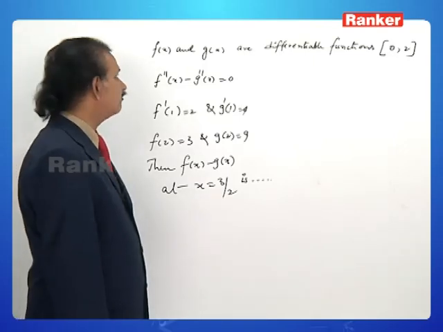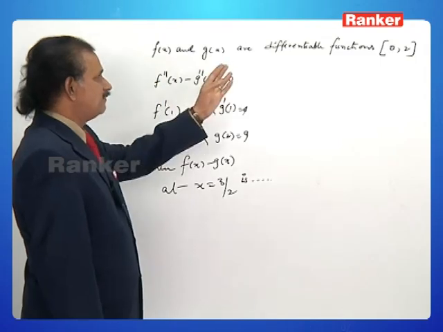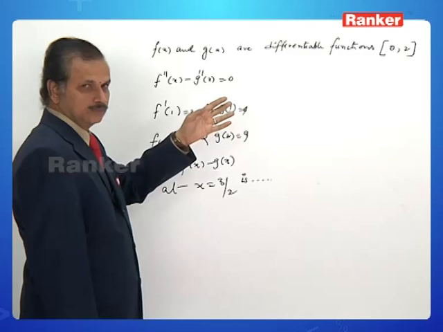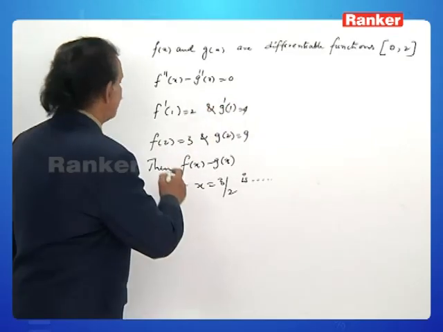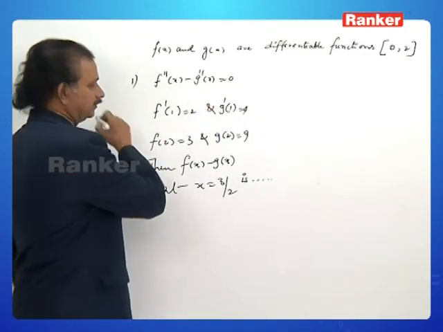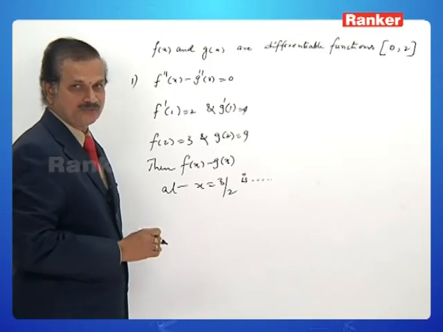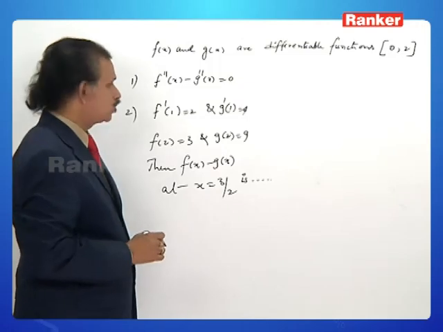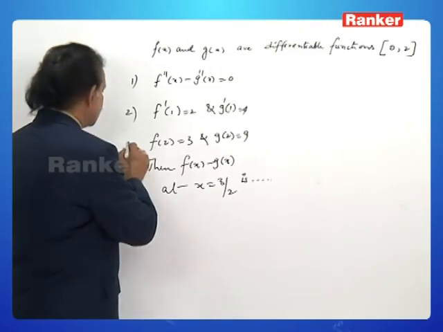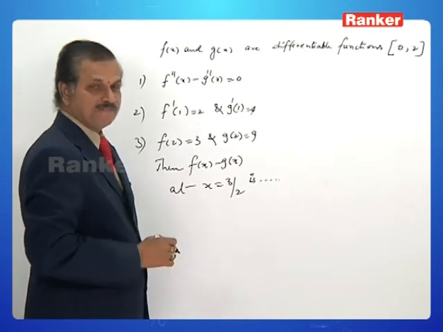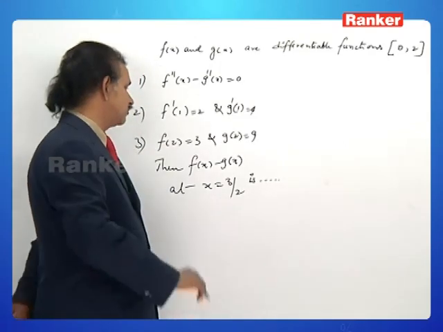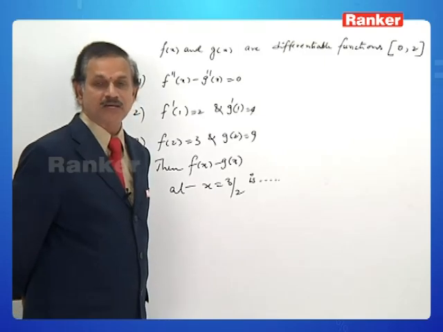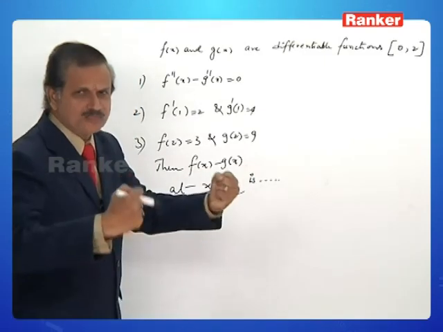You observed carefully. F of x and g of x are two functions. They are differentiable on closed interval 0 to 2. The first piece of information is f dash x is equal to g dash x. Second piece of information, f dash 1 is 2 and g dash 1 is 4. The third piece of information, f of 2 is equal to 3 and g of 2 is equal to 9, and we require the value of f of x minus g of x. Yes, we have got the point.